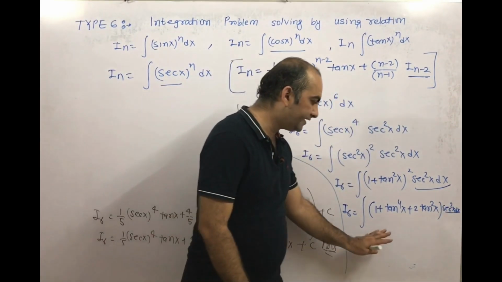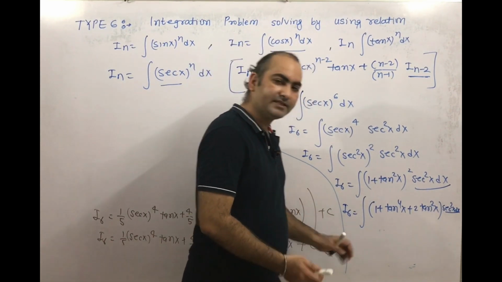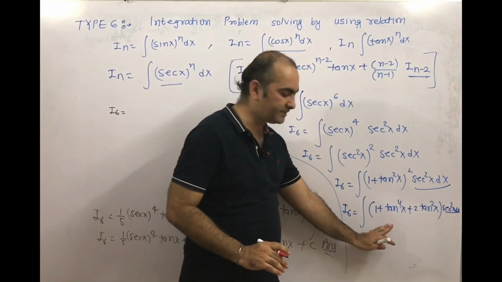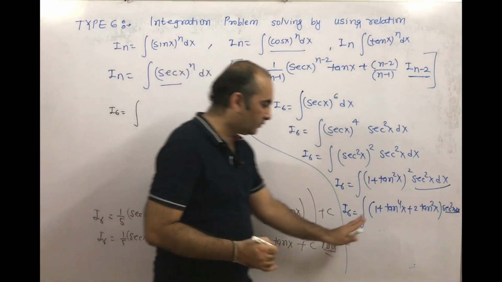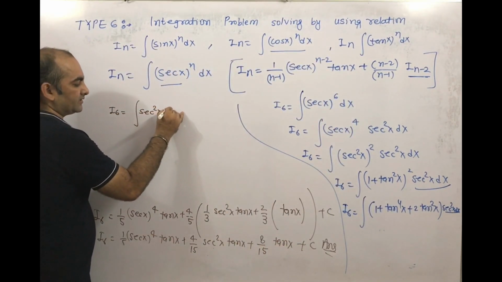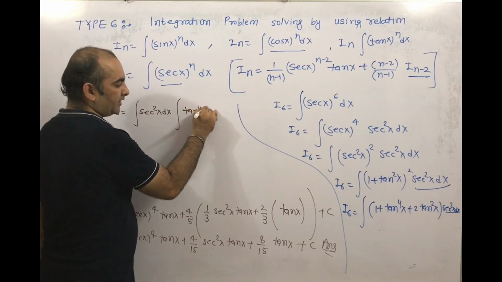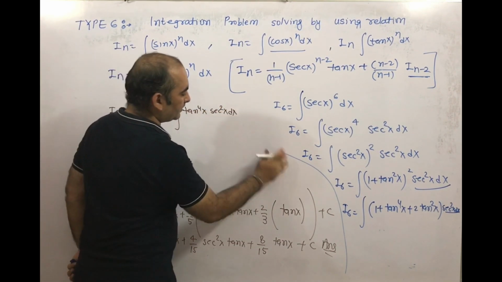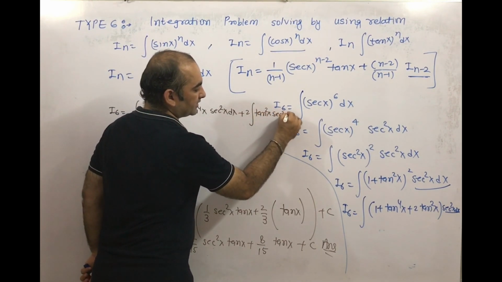Now we have to integrate this one. This is very important, here you can make a mistake. So to integrate this one we can do it separately, that is easy. So I6 equals integration of 1 into secant square x dx, then integration of tan power 4x into secant square x dx, plus 2 times integration of tan square x secant square x dx.